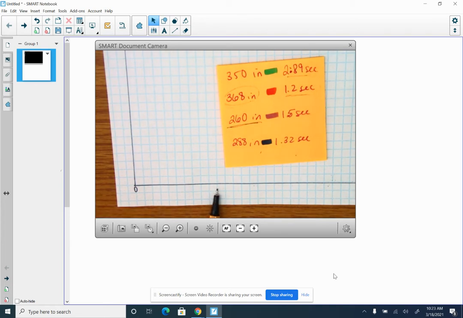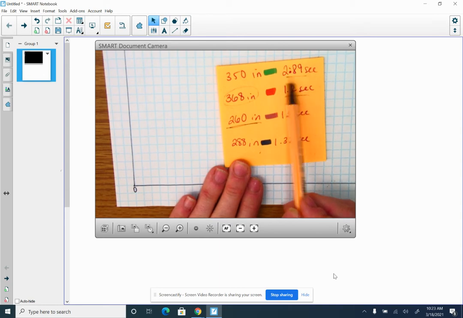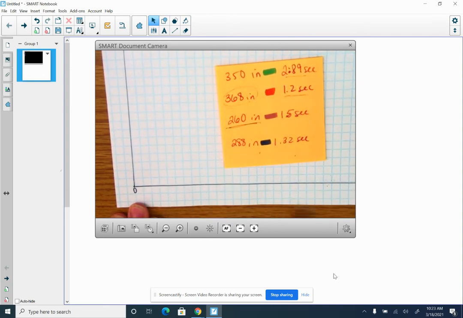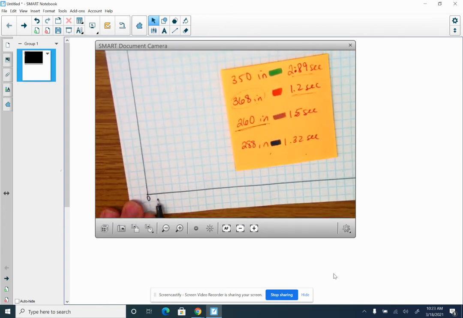1, 2, 3, 4, 5, 6, 7, 8, 9, 10. And I want you to remember you always put your numbers on the lines and not in the middle of the boxes. 11, 12, 13, up to 30. So we're at 31, and because we have 2.89, that's really close to 3, we're going to make each one of these tallies 0.1. So instead of writing a number on each one because it's going to get really crammed, I'm going to do every 5.